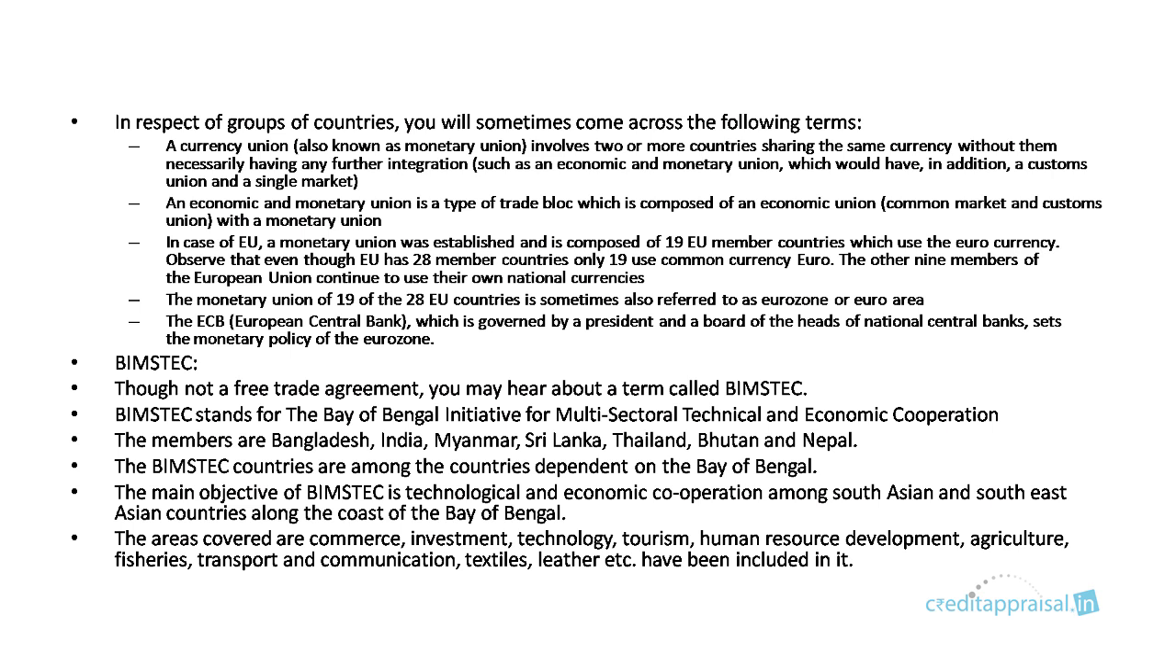Economic and monetary union is a type of trade bloc which is composed of an economic union and a monetary union. Economic union means common market. Monetary union means they also have the same currency. So in case of the European Union, a monetary union was established and is composed of 19 countries. Even though the European Union has 28 members, only 19 use the common currency euro. The other 9 members continue to use their own national currency.